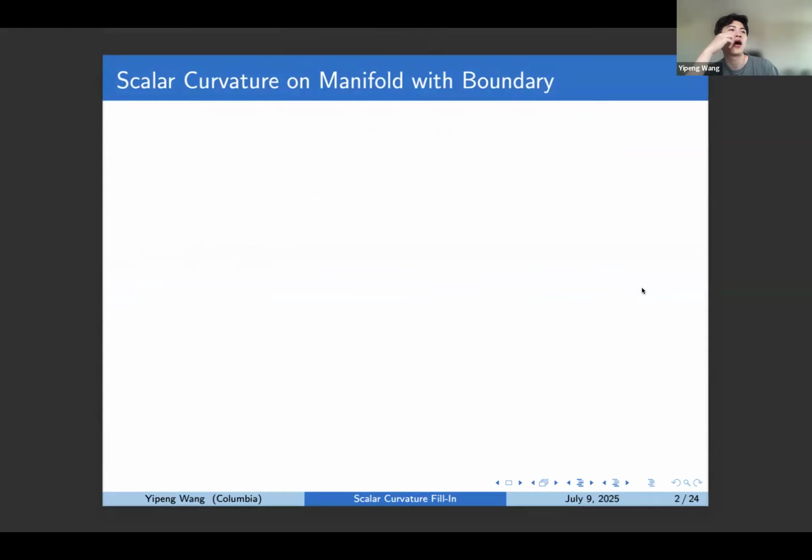So the main thing I want to talk about is scalar curvature on a manifold with boundary. As you may know, on closed manifolds there are all kinds of obstructions to metrics with positive scalar curvature. For example, the torus cannot admit a metric with positive scalar curvature. But on a manifold with boundary, in general, you don't have such obstruction.